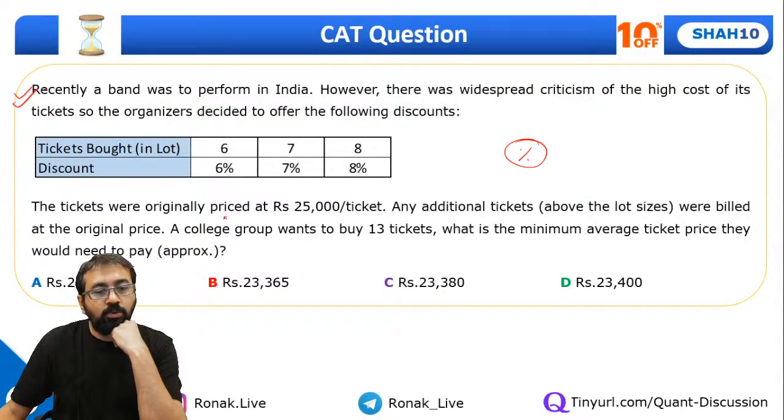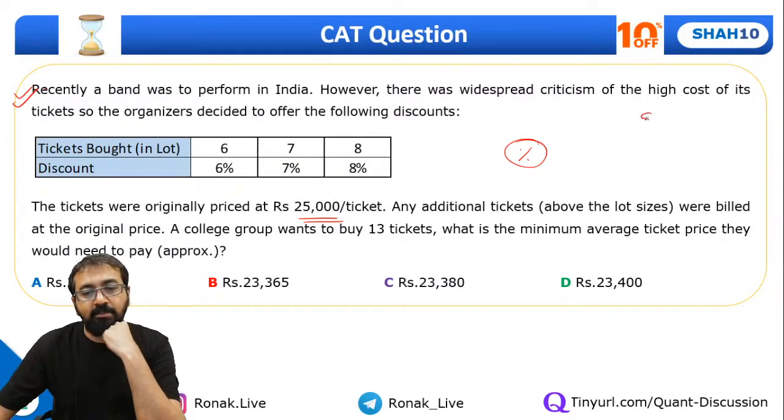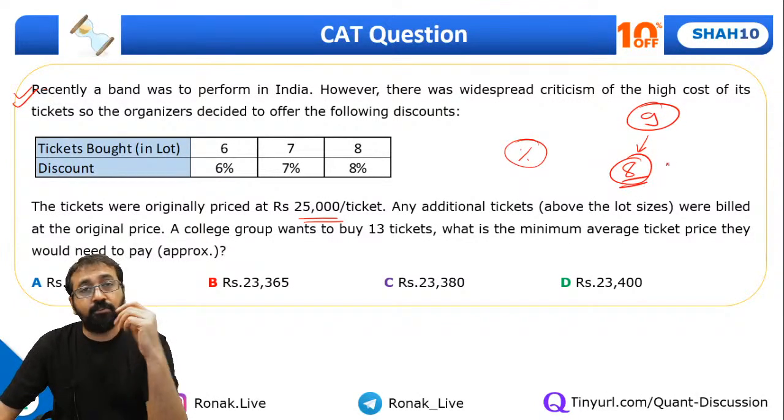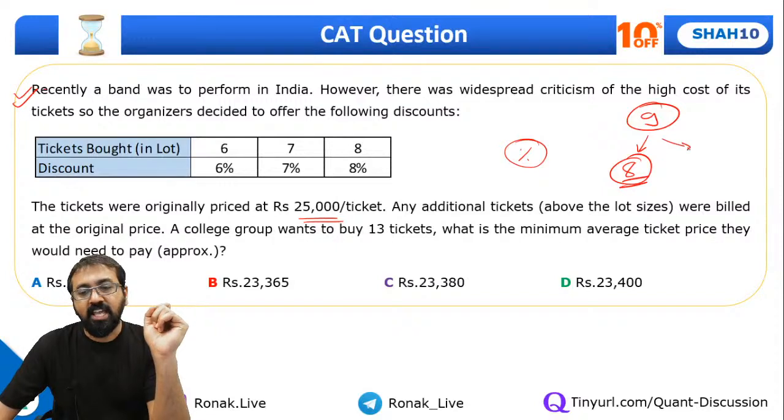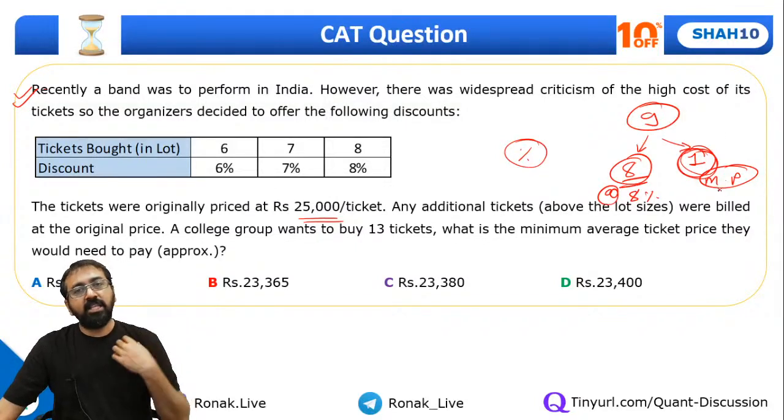Now the tickets were originally priced at 25,000 per ticket. Any additional tickets above the lot size, matlab suppose if I buy 9 tickets, so these 8 tickets will be obtained at a discounted rate, and I'll have to buy 1 ticket at the mark price. This 8 tickets will be at a discount of 8%, and this additional 1 ticket will be at mark price.